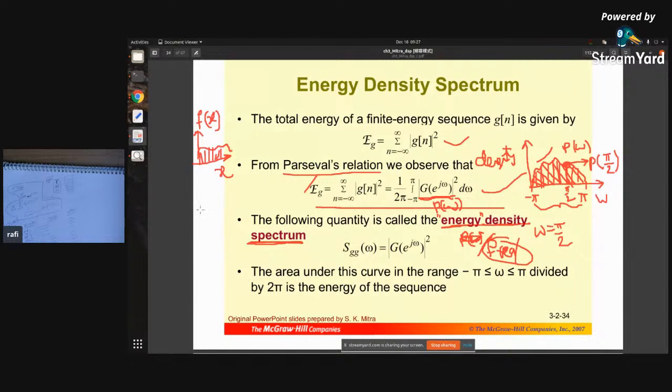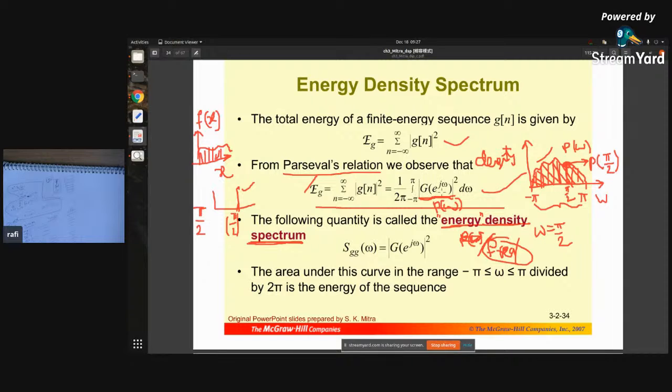For example, what is the energy at pi by 2? You plot this |G(omega)|^2, and at pi by 2 whatever value is there, that is the contribution, that is the energy present in the signal, the portion of energy present in the signal at frequency pi by 2. Okay. So that is the energy density spectrum.